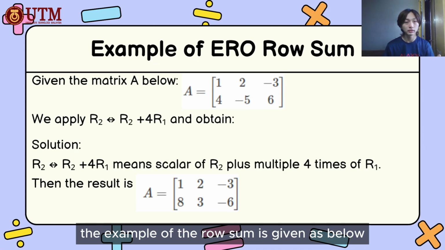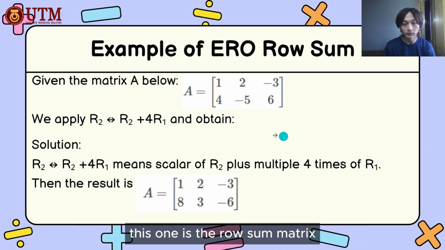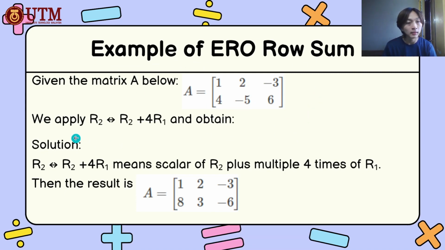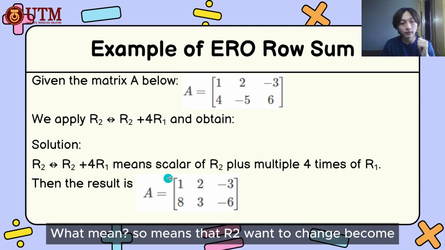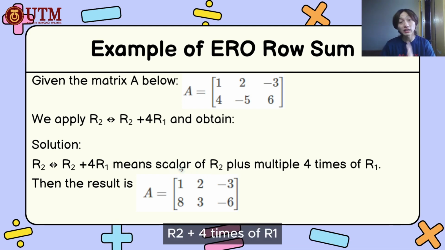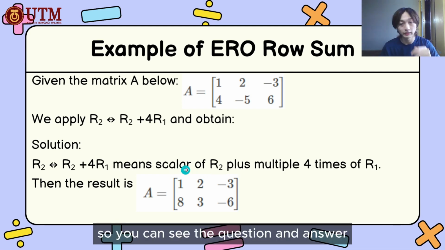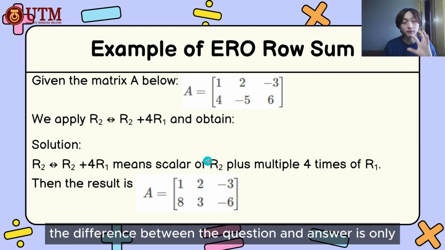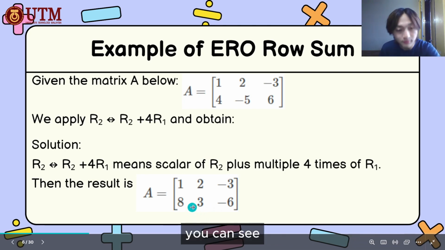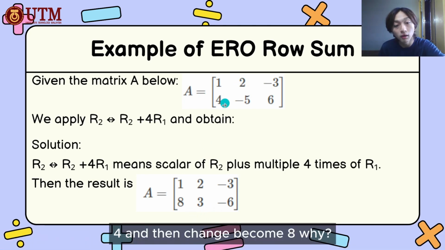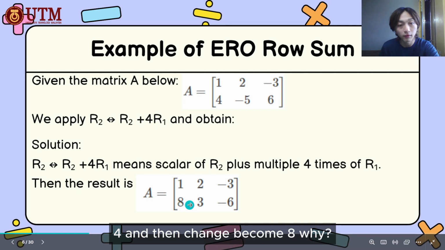The example of the row sum is given as below. This one is the row sum matrix, the matrix given. Okay, we apply R2 to R2 plus 4R1. What does it mean? It means that R2 changes to become R2 plus 4 times R1. So you can see the difference between the question and the answer. It only changes row 2. You can see 4 changes to become 8.